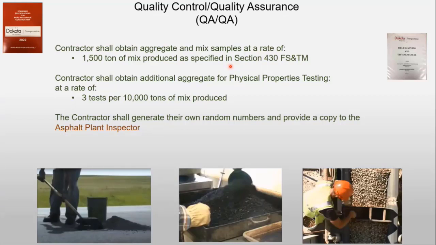And one thing that has changed recently, in the last few years, is that the contractor will generate their own random numbers. We used to do that, but we don't do that anymore. They generate their own random numbers and they decide when they're going to go take a test. We have to know when they're going to take it. They have to tell us, or they have to give us a copy of that.